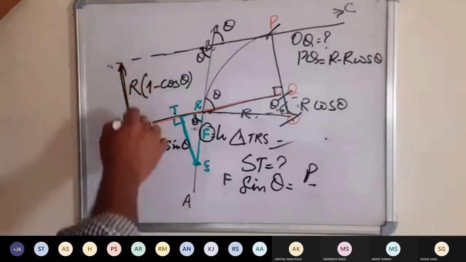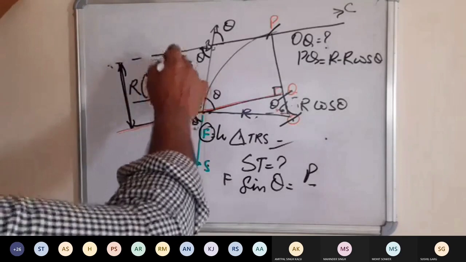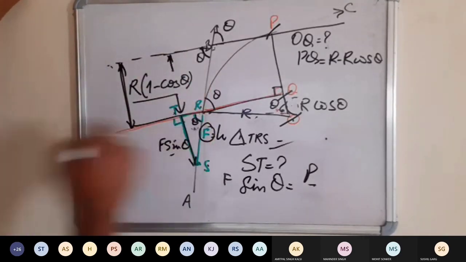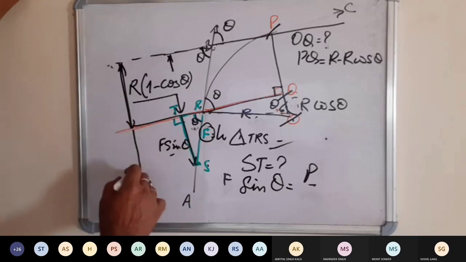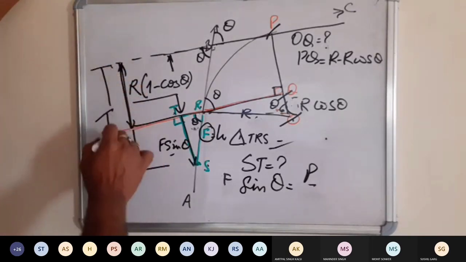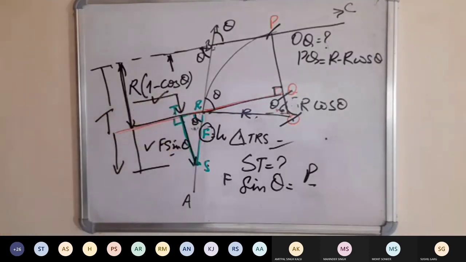So we already have this distance, which is R into 1 minus cos theta, from here to here. And from here to here, we have F sine theta. So the total distance is given the name T, which is this plus this. Is it okay?